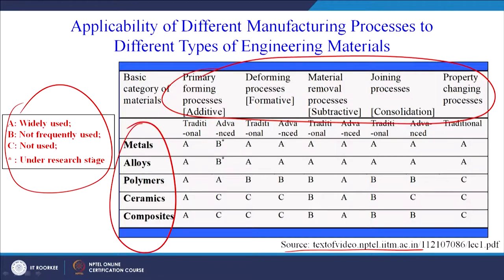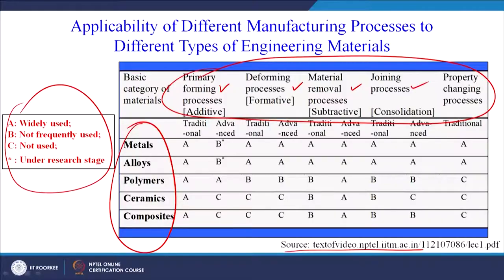These are the various materials that we have just seen. So, two previous slides, here we are combining the two together. So, we can see we can have primary forming processes, deforming, material removal, joining, and property changing processes. Let us take the case of metals A.